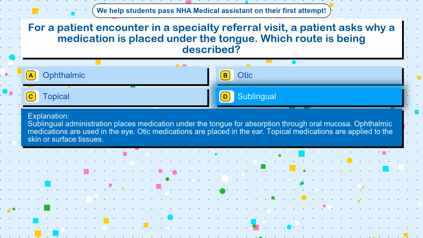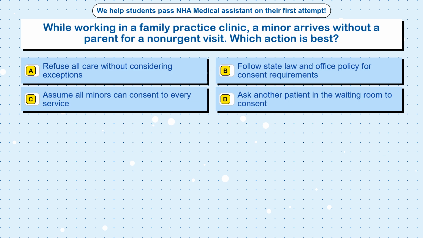Sublingual administration places medication under the tongue for absorption through oral mucosa. Ophthalmic medications are used in the eye. Otic medications are placed in the ear. Topical medications are applied to the skin or surface tissues. Question 62. While working in a family practice clinic, a minor arrives without a parent for a non-urgent visit.